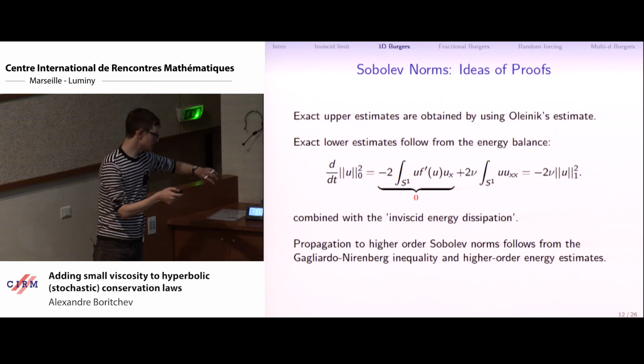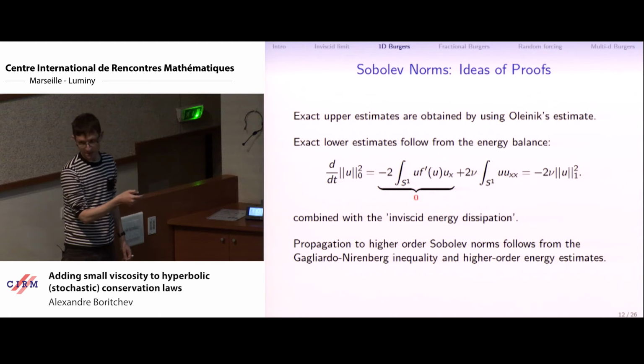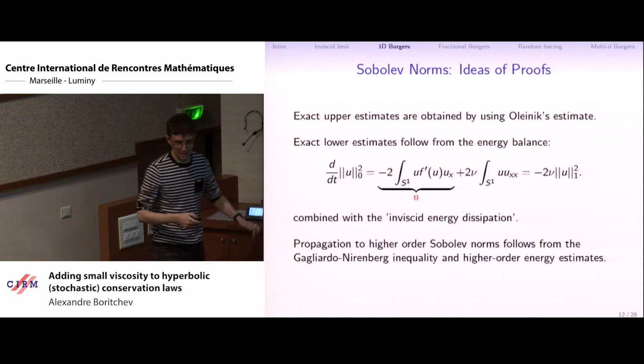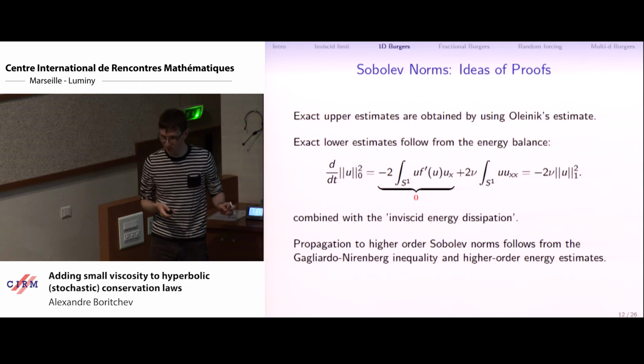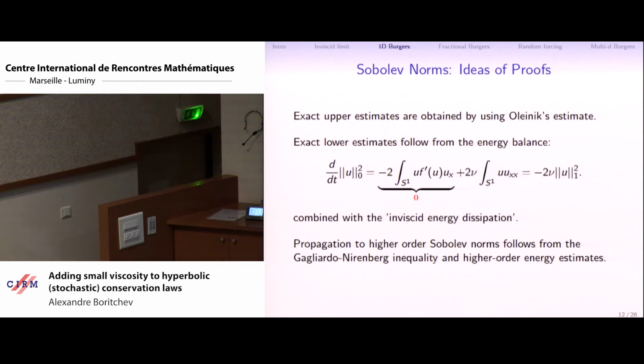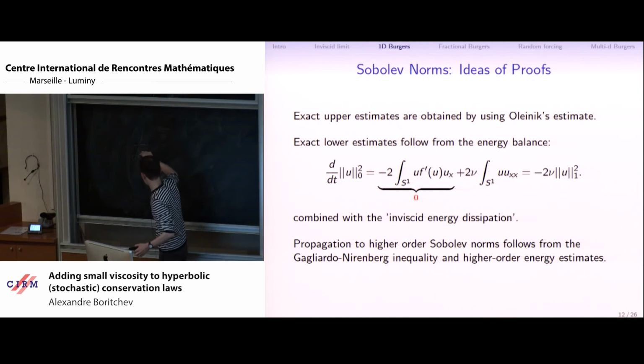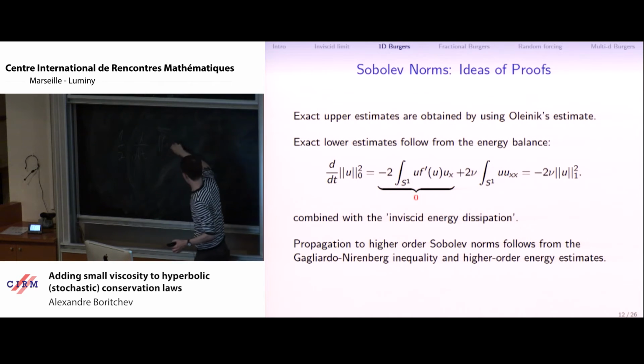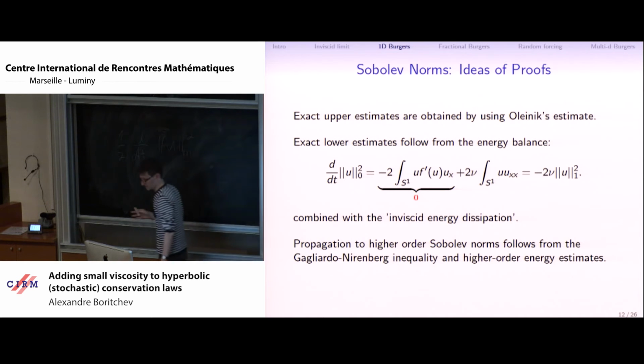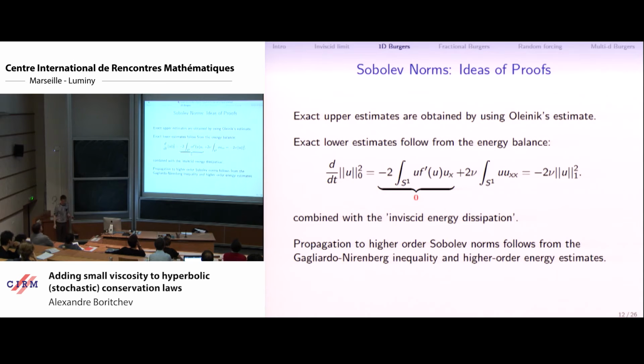So now let me give some ideas of the proofs. For the upper estimates, the Oleinik estimate, which I already presented, of course, plays a key role. Then to propagate to higher Sobolev norms, it's the energy estimates, in the sense that you differentiate what we can call higher order energies. You differentiate this term, and then you have some interplay between what's due to the nonlinearity and the viscous dissipation. And you need to use the Gagliardo-Nirenberg inequality in a smart, sharp way.